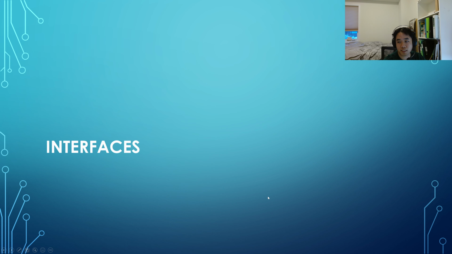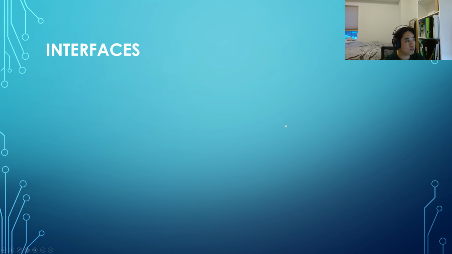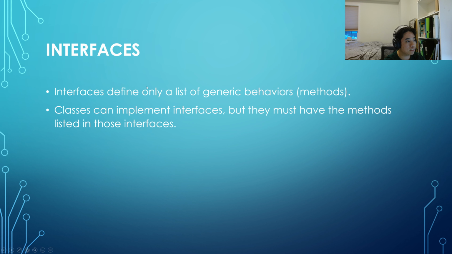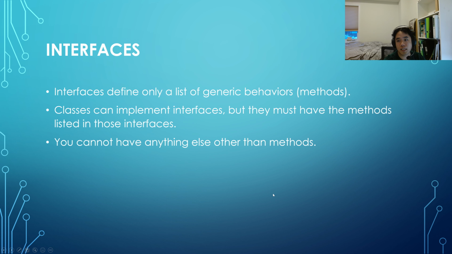Okay, now that abstract classes are taken care of, I'm going to talk about interfaces. So, what are interfaces? Interfaces define only a set or a list of generic behaviors or methods. And classes can implement interfaces, but they must have the methods that are listed in those interfaces. You'll see in a bit. You cannot have anything else other than methods in interfaces.